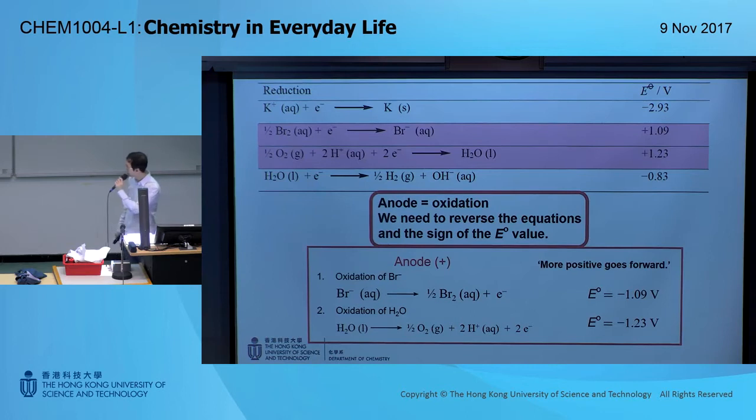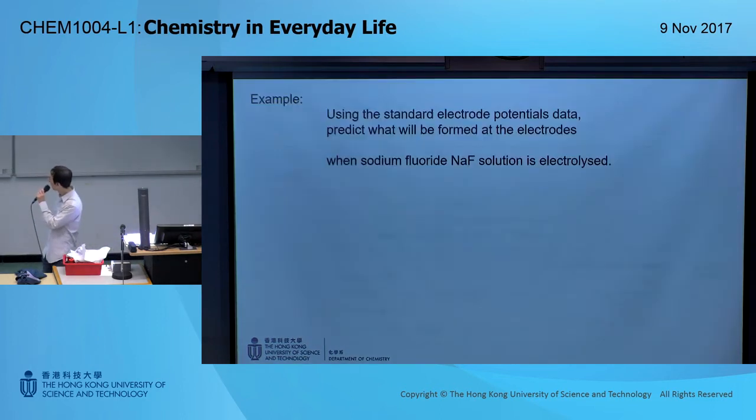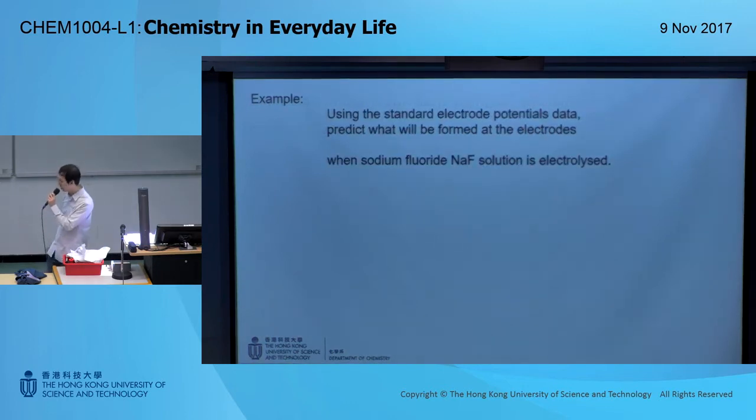And we saw how the predictions actually could allow us to predict that bromine and hydrogen gas are formed, which is the same as the experiment results. Now, we also did an example with sodium fluoride, and we predicted that we get hydrogen and oxygen gas.